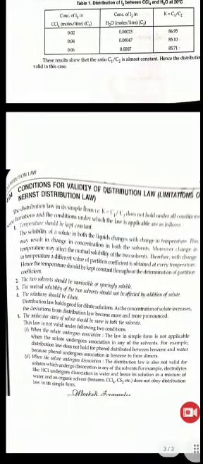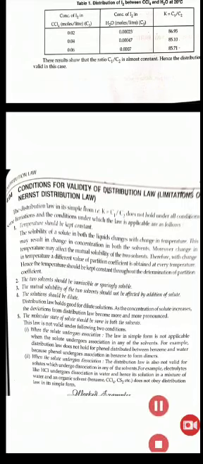Next topic is condition for validity of distribution law, that is limitations of Nernst distribution law. The distribution law in its simple form, that is K is equal to C1 by C2, does not hold under all the conditions. Some limitations and conditions under which the law is applicable are as follows. First, temperature should be kept constant. The solubility of a solvent in both the liquid changes with temperature.